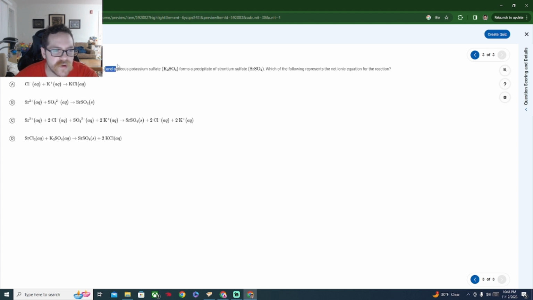The reaction between aqueous strontium chloride and aqueous potassium sulfate forms precipitate strontium sulfate. Same deal. Strontium and sulfate make strontium sulfate.